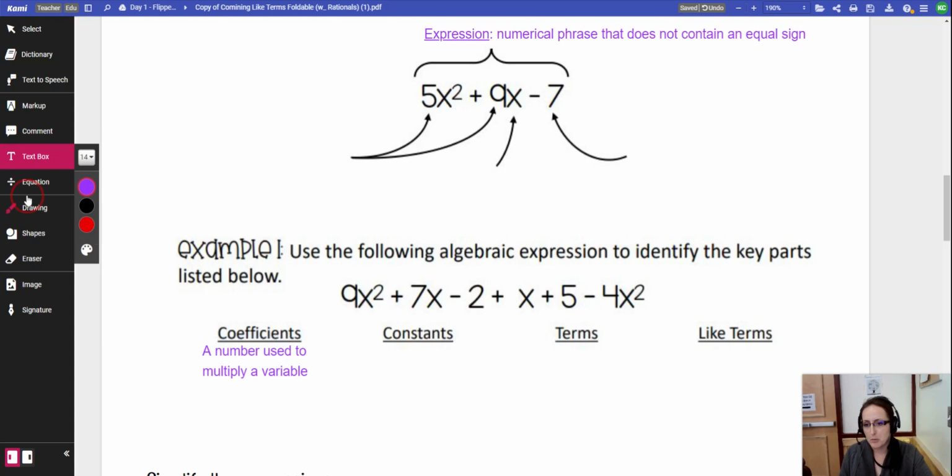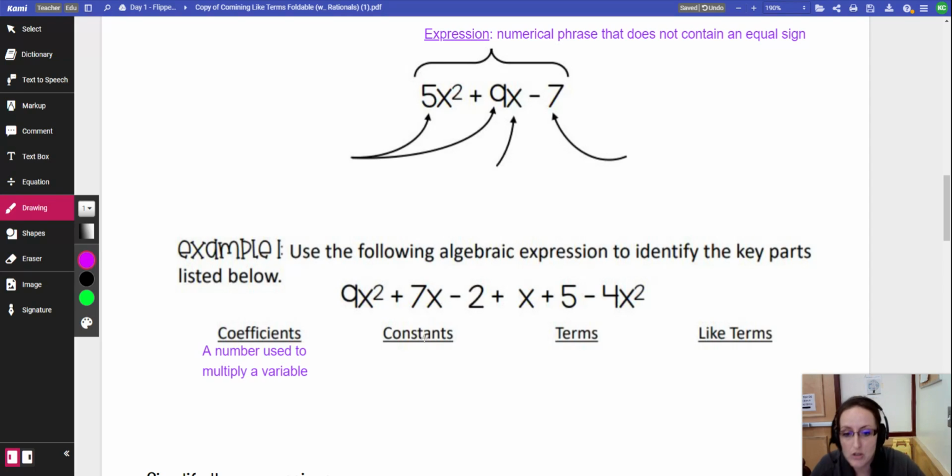So let's talk about this expression that we have right here. This expression has coefficients within it. Now we need to look and say, okay, I know that multiplication in math is the only invisible operation. So the invisible operation exists right here between the 9 and the x squared, right here between the 7 and the x. There's an invisible number right here we're going to talk about, and this number right here. Basically, if you have a variable, you have a coefficient. So where there's a variable, there's a coefficient.